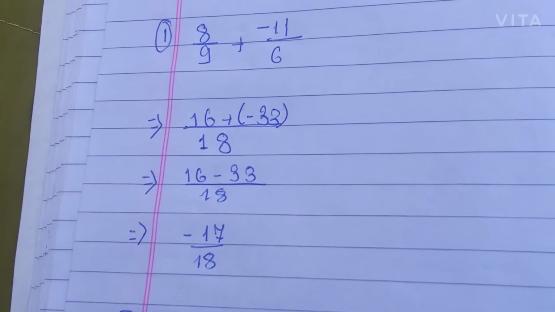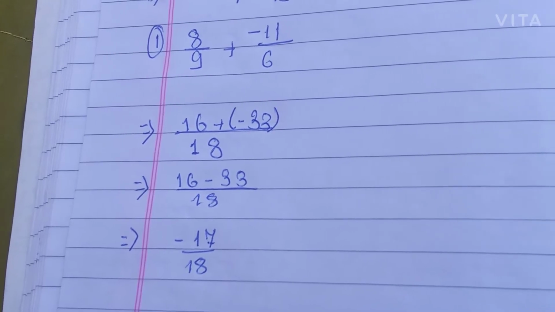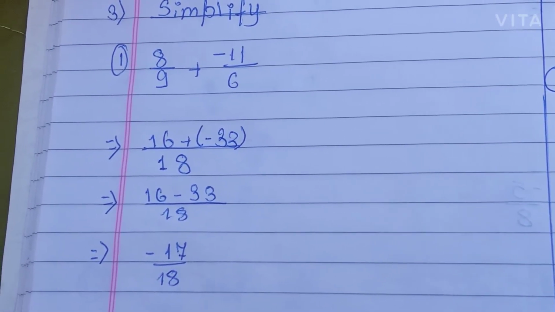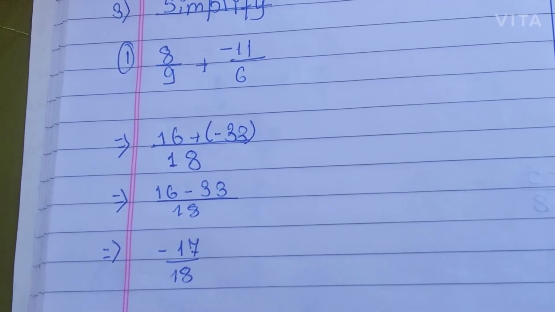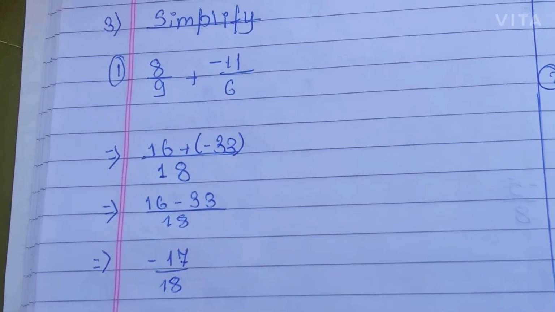So see here, the first question is minus 8 by 9 plus minus 11 by 6. So we have taken the LCM. After taking the LCM 18, we have converted the numerators: 9 times 2 is 18, so 8 times 2 is 16, plus, and then 6 times 3 is 18, so 11 times 3 is 33.